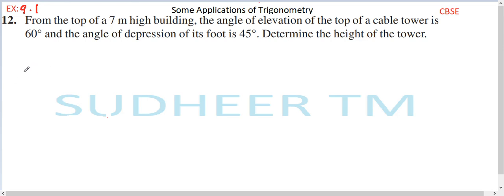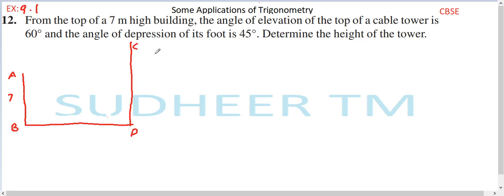So here a building is given, height is given as 7 meters. Let's name the building as AB. There is another tower far from this building. Let's name it as CD. This CD height is being asked here. So let us construct the geometry. Let this point be E.